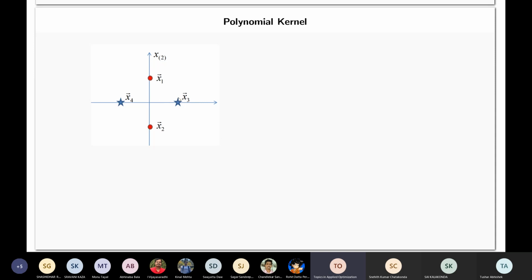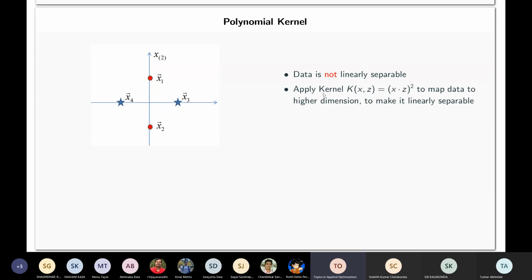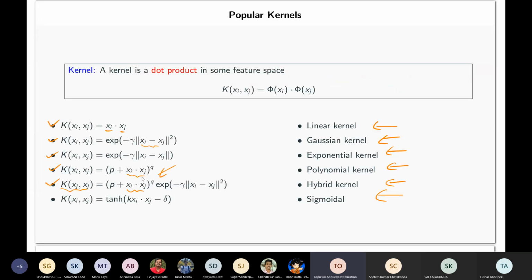So let us say this data, right? This data is not linearly separable, because no way I can put a hyperplane such that both the stars are on one side and both the filled circles are on the other side. So it is not linearly separable. Data is not linearly separable. Now let us play with the kernel, which is polynomial in our case. So polynomial kernels are of this form, where p is equal to 0 and q is 2.